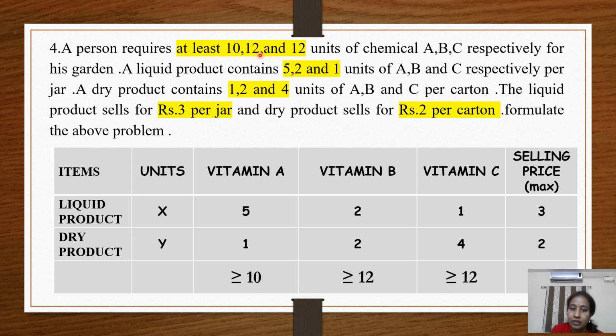Now 12 units, at least 12 units of B. So I put greater than or equal to 12. And then at least 12 units of C. So I put greater than or equal to 12 here. And the selling price of the liquid product and the dry product is written here, 3 and 2. So once you put the values in the tabular column, then your work is very simple.